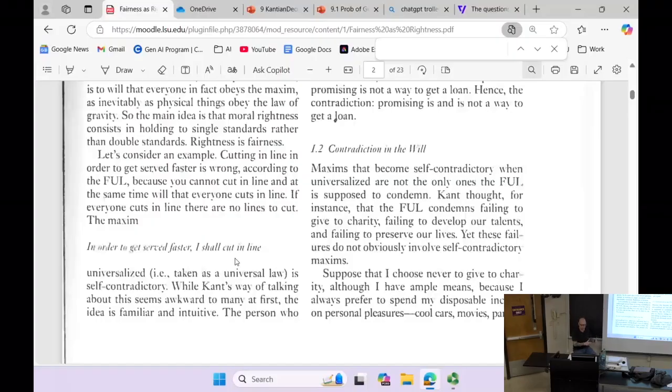Again, contradictions generate moral wrongness for Kant. So again, rationality is what's driving that, right? Not personal sentiments or inclinations or desires.